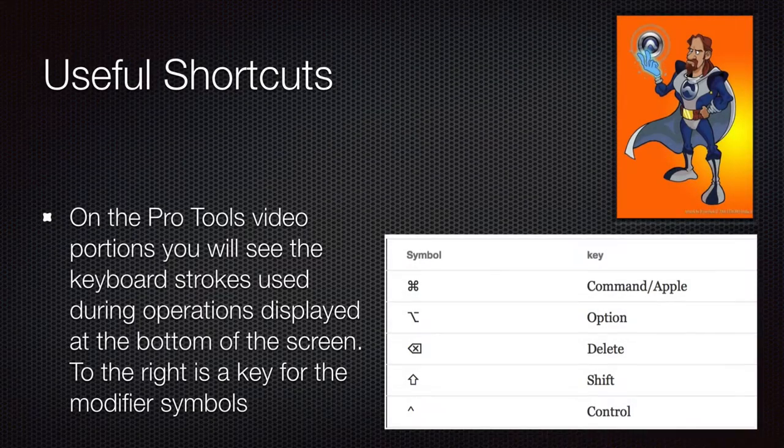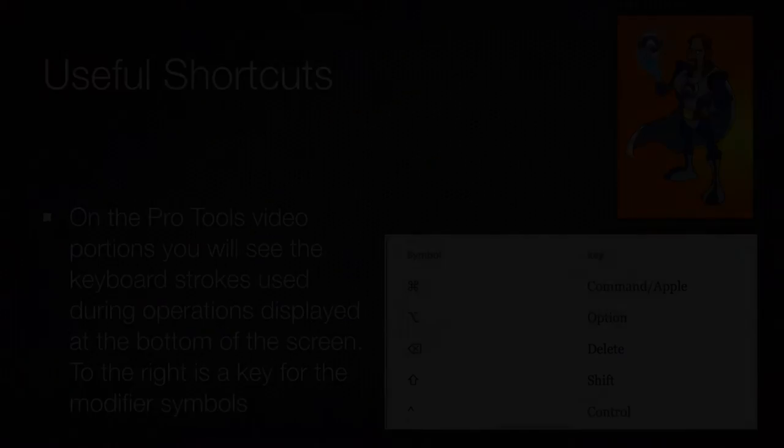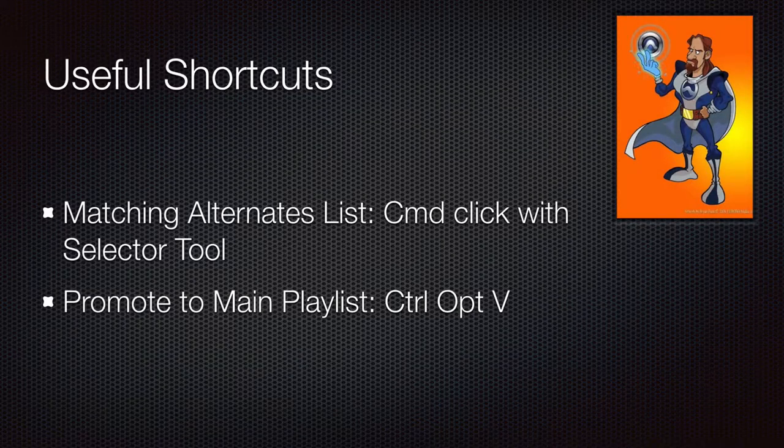As always, you'll see my keyboard shortcuts that I'm using displayed at the bottom of the screen, and here's a key to the symbols that you'll see there. Some other useful shortcuts: promote to main playlist, the matching alternates list, and some track selection shortcuts.